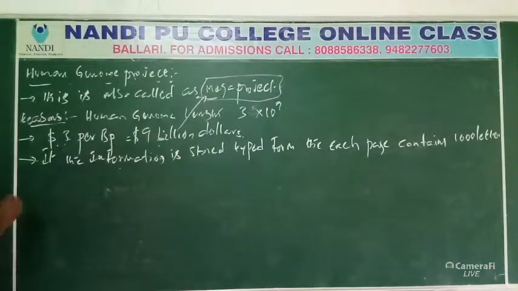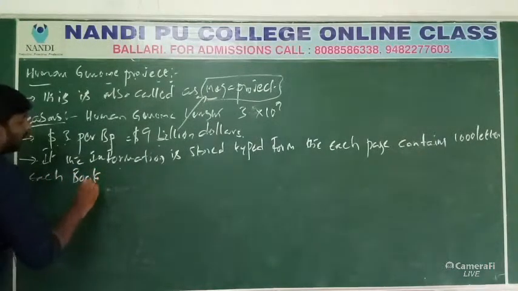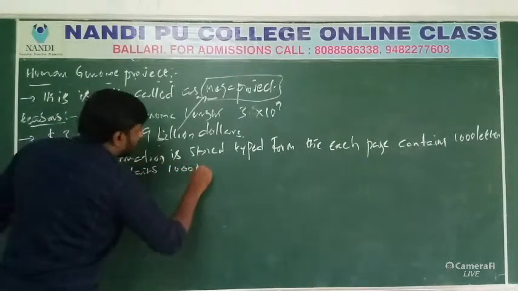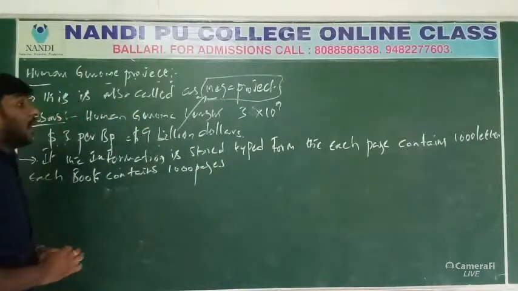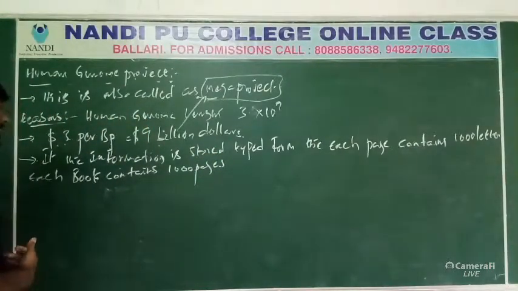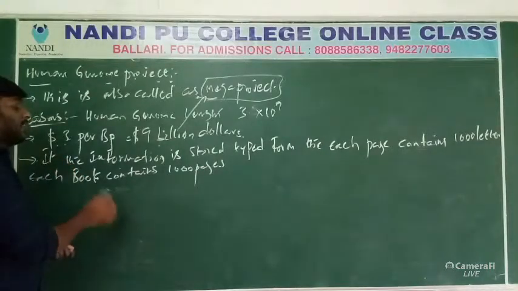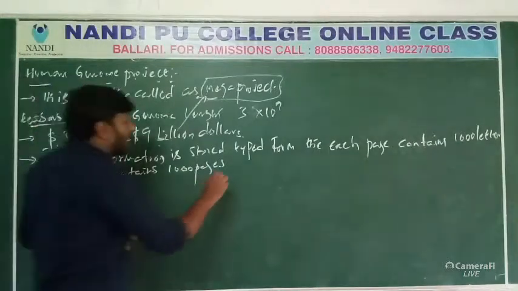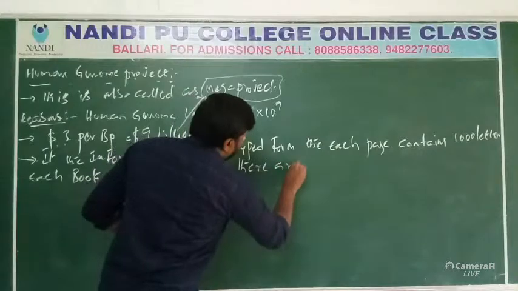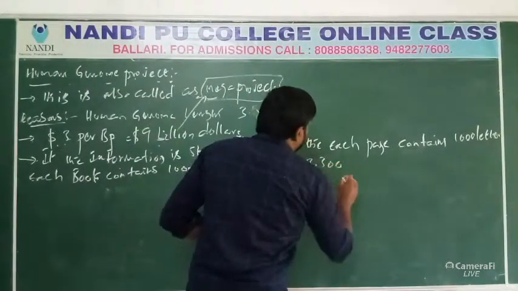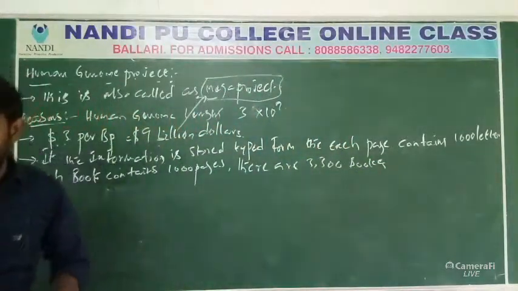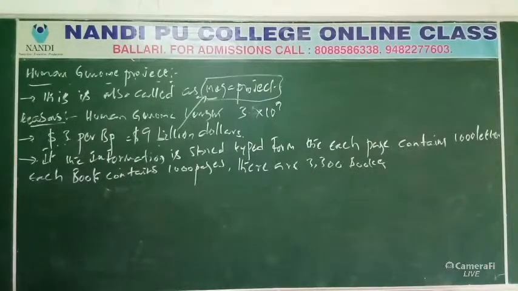How many pages will be there in a book? Each book contains 1000 pages. And how many books are required? This type of 1000 pages containing books, at the same time, each page containing 1000 letters. So such a type of books, nearly 3300 books are required to store the information which is isolated from the human genome.